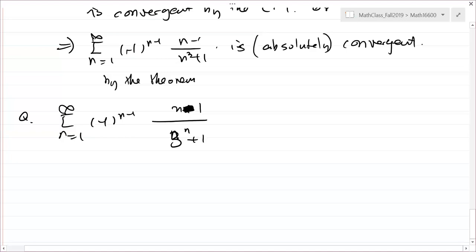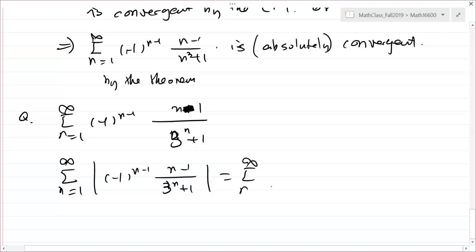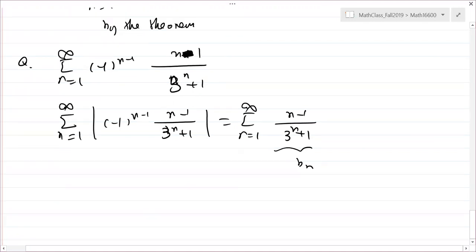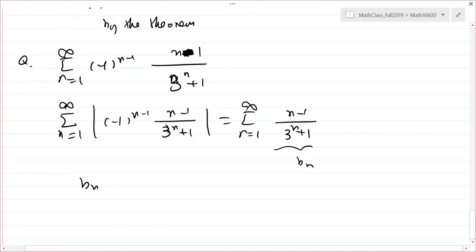So we consider the absolute value of that term, which is going to be (n minus 1) over 3 to the n plus 1. I want to make sure this is convergent. I can use several methods. I can call this b_n, it doesn't matter. So you can use the comparison test. This is (n minus 1) over 3 to the n plus 1, which is less than or equal to n over 3 to the n.